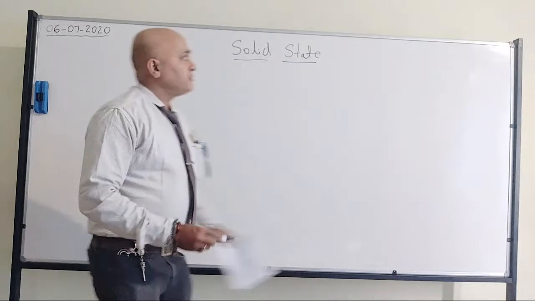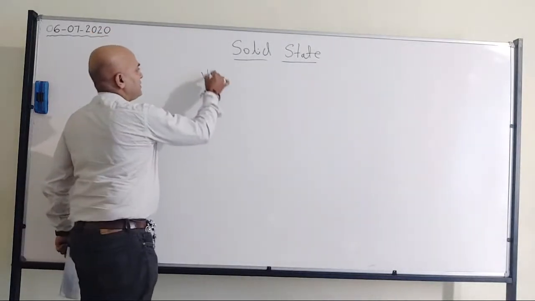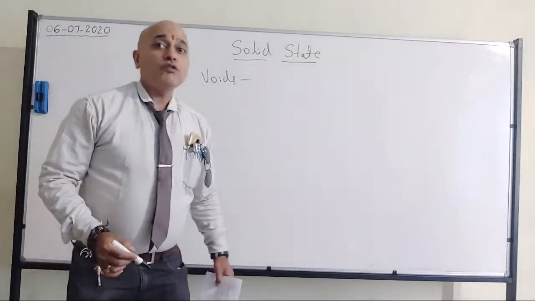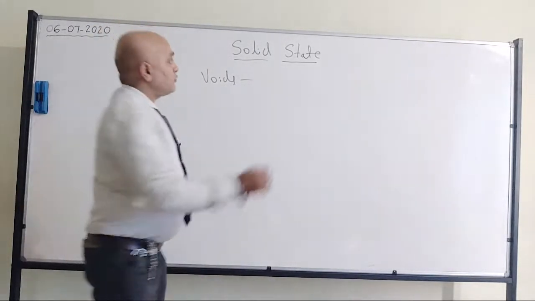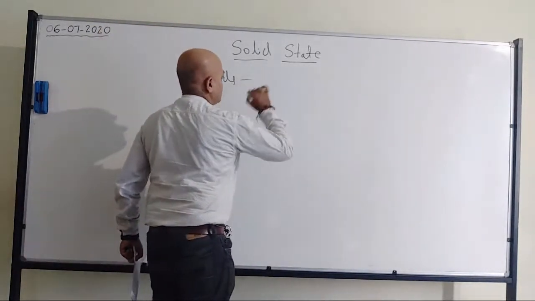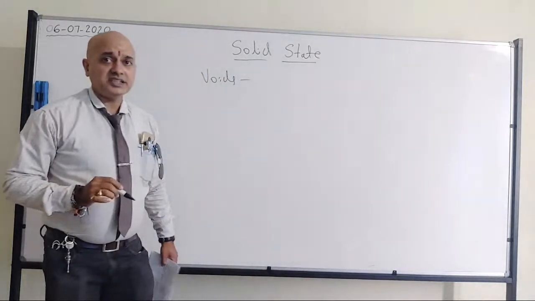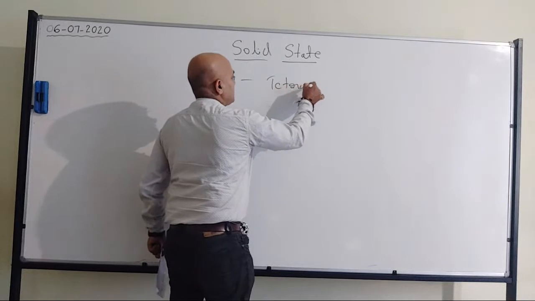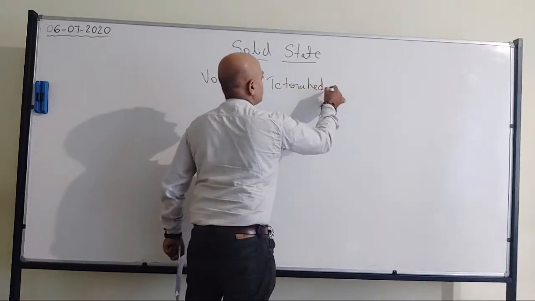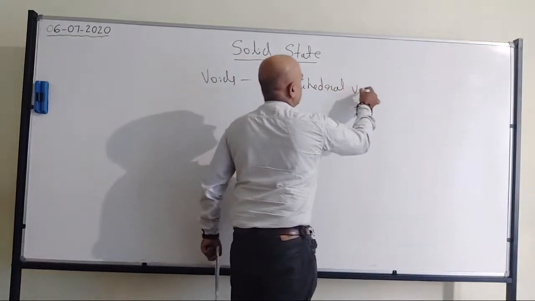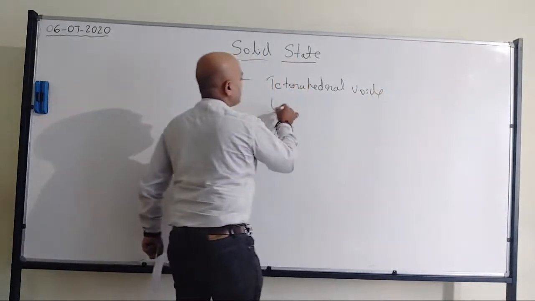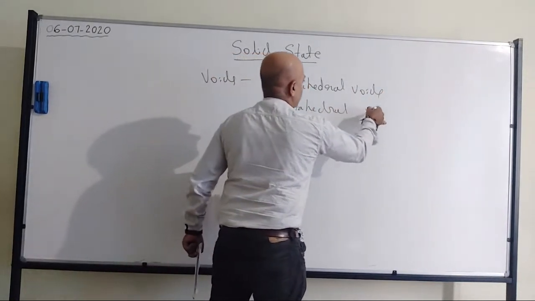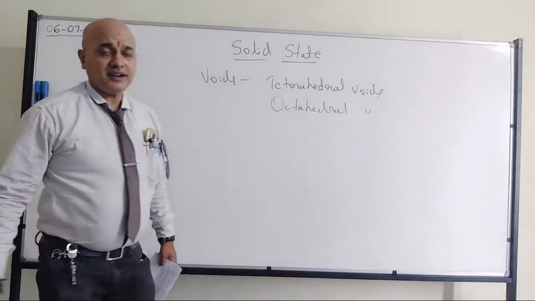Now once we have discussed that, then we have voids. So what are voids? We have the empty spaces between the atoms in a crystal structure, right? We have 2 types: tetrahedral voids and octahedral voids.